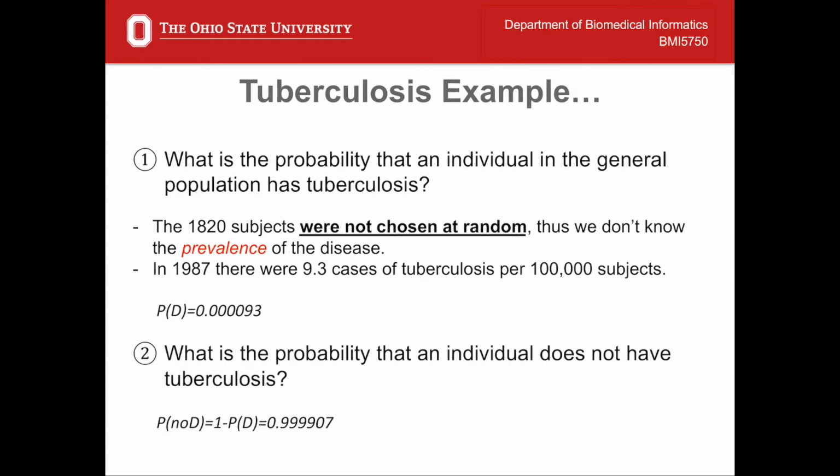These are the steps. The first step, we want to calculate the probability that an individual in the general population has TB. In this dataset, 1,820 subjects were not chosen at random. Thus, we don't know the prevalence of the disease. However, we know that in 1987, there were 9.3 cases of TB per 100,000 subjects. So we get the probability of disease equals this. The second step, we want to calculate the probability that an individual does not have TB. This value equals 1 minus P(D).